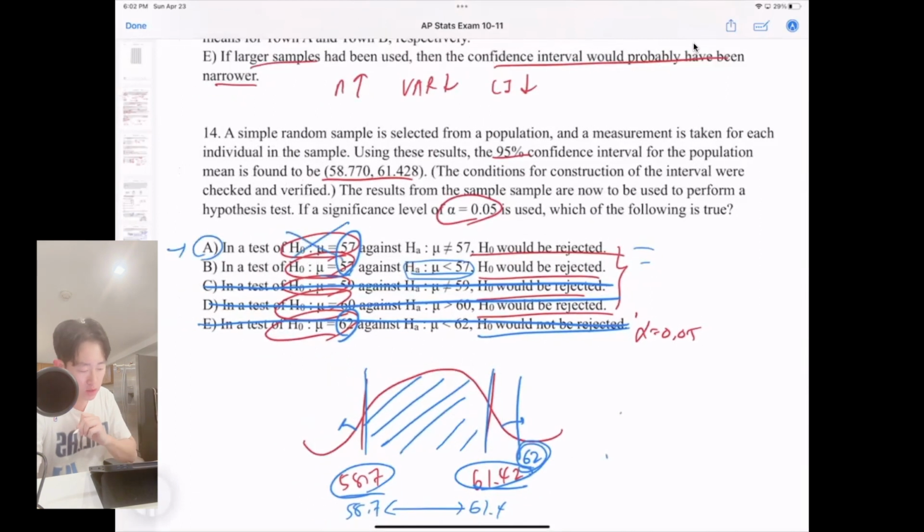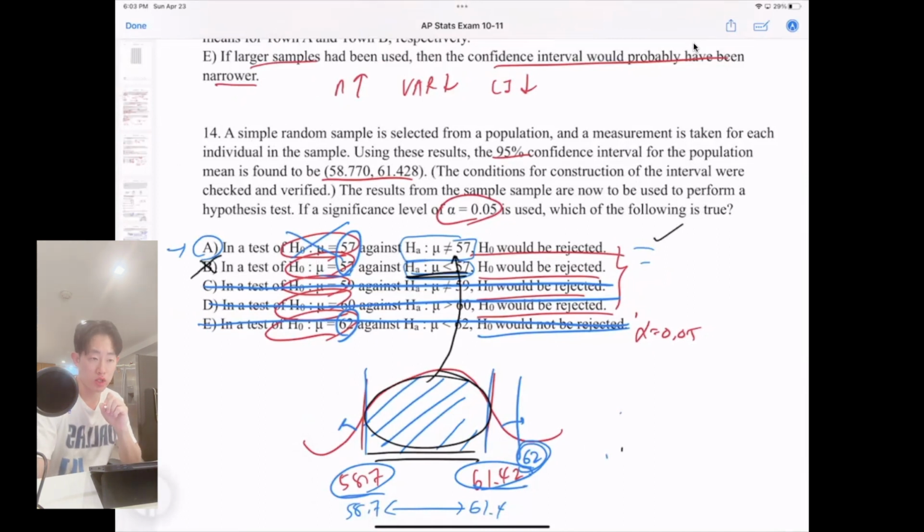So the null would be rejected against the alternative, which says that the mean is not 57. When the mean is not 57, it means that any value other than 57 will do. So the confidence interval is contained within this alternate hypothesis. So A should be the correct answer. B, when it says it's less than 57, the confidence interval is not contained within this boundary. So therefore, B is out of the question. So there we go. There we have it.